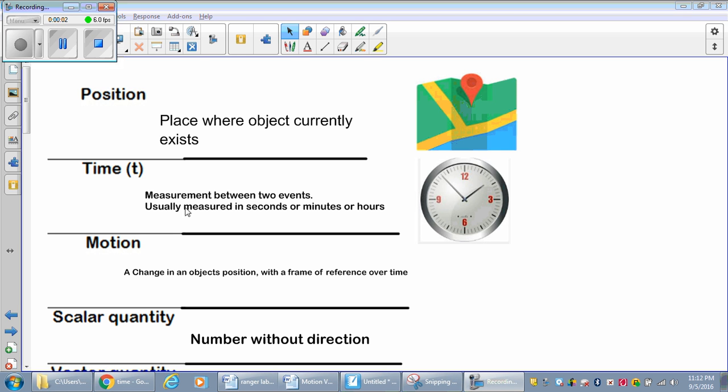Okay guys, this is Motion Vocabulary 1. Feel free to pause this as you need to get the definitions and pictures down. But I would recommend listening to the explanations because we're going to use these with mathematics in the coming days.